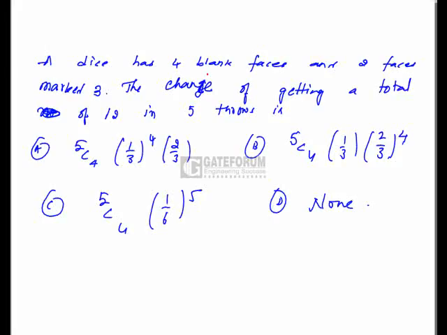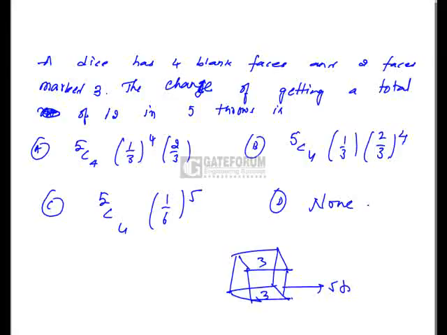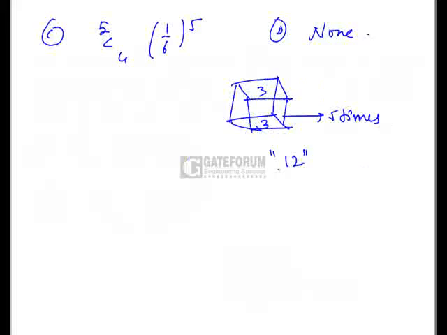In this problem, it is given that a die has 4 blank faces and 2 faces marked as 3. So a die consists of 4 blank faces, and only 2 faces are marked as 3. Now he's asking, if it is thrown 5 times, what is the probability that you'll get 12? Now we will get 12 if out of 5 throws, exactly 4 throws are 3s, and the 5th throw must not be 3, so it should be blank. So exactly 4, it is nothing but P of X equals 4.